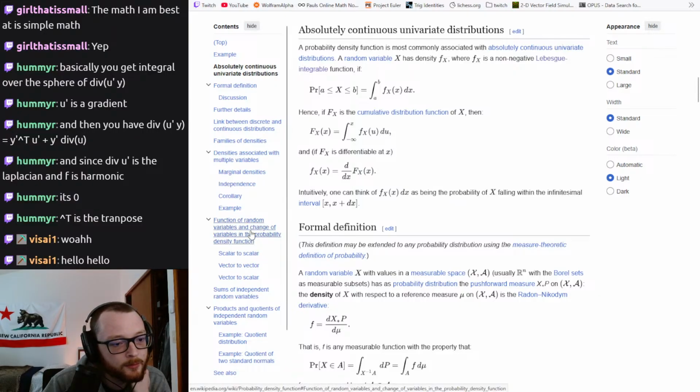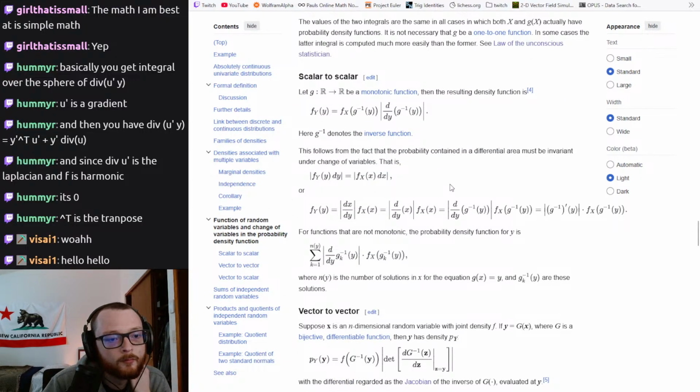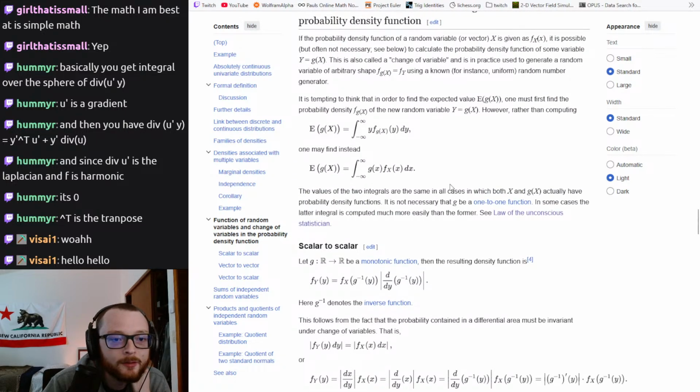Do they talk about... Oh, maybe it's here. What is G? Okay, it's a function of x. That is a vector.